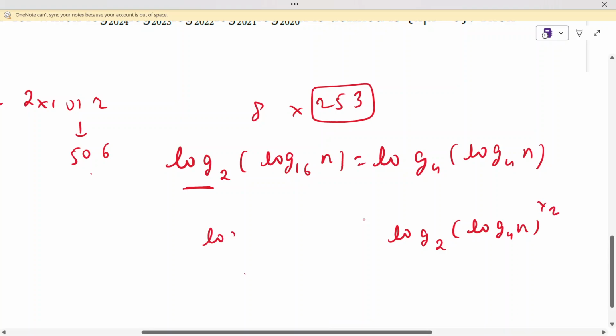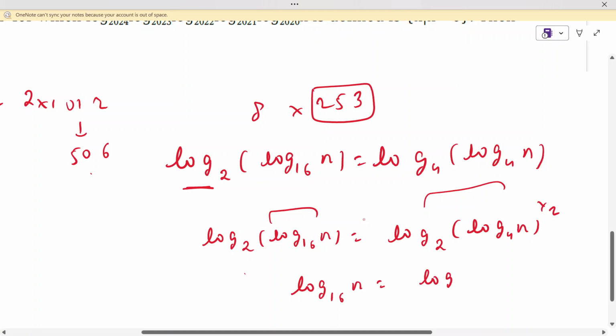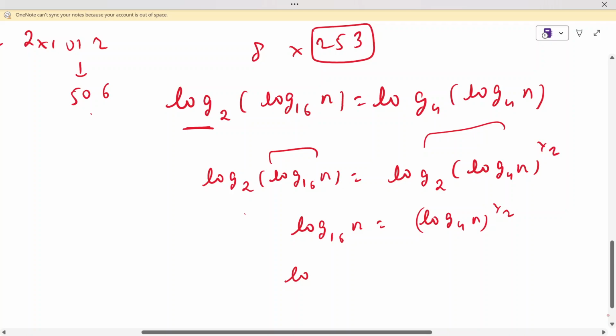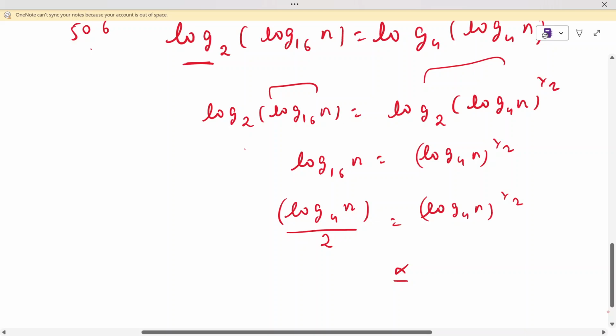Alright. Now we have log base 2 of log 16n. Now we will equate this and this. So log 16n should be equal to log 4n raised to power 1 by 2. Now log 4n by 2 will come, and that should be equal to log 4n raised to power 1 by 2. Now this thing is alpha. So alpha by 2 should be equal to alpha raised to power 1 by 2, so alpha should be 2 times alpha raised to power 1 by 2.